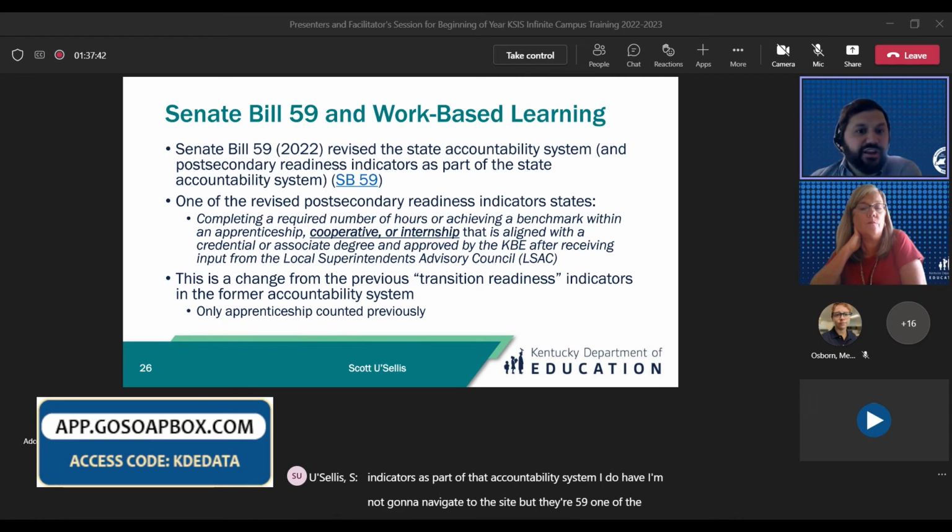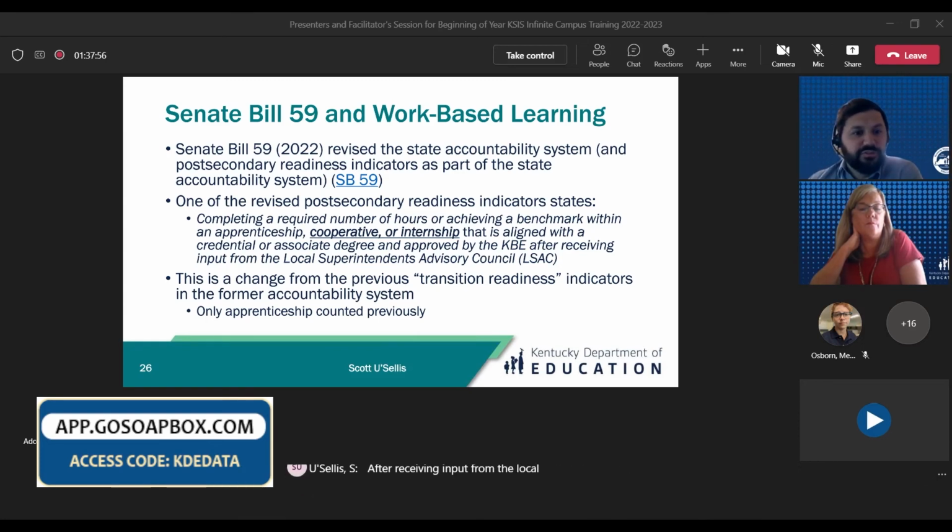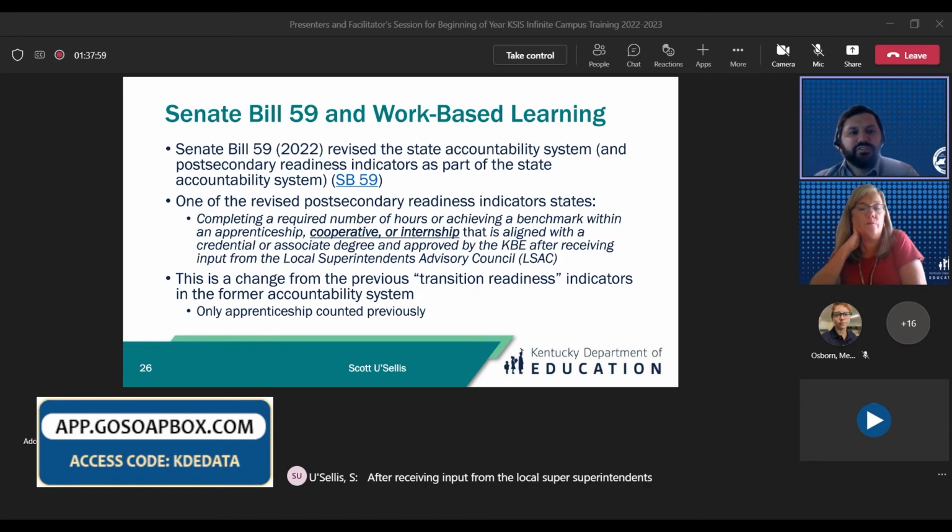One of the revised post-secondary readiness indicators states completing a required number of hours or achieving a benchmark within an apprenticeship, cooperative, or internship that is aligned with a credential or associate degree and approved by the Kentucky Board of Education after receiving input from the local Superintendent's Advisory Council, or LSAC. I just wanted to point out this is a change to the accountability system in terms of career readiness indicators.